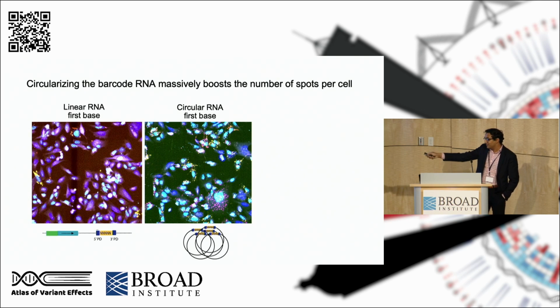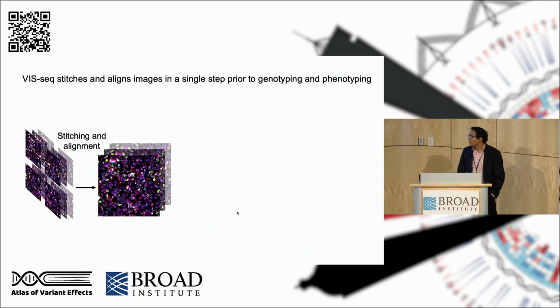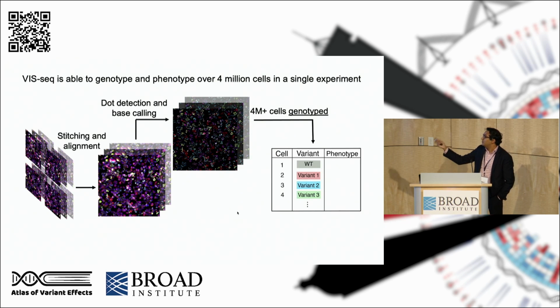And so you get a ton of circles, and we have now restored the efficiency of the in situ sequencing protocol and are able to assign reads for every cell and variants for every cell. And so once we do that, we get a huge number of images, terabytes of images, where we have read data and phenotyping data. So we have to stitch and align all of those images together. And then we do dot detection and base calling, just like as done inside an Illumina sequencer. And then we have genotyped something like 4 million cells in a single 6-well plate experiment.